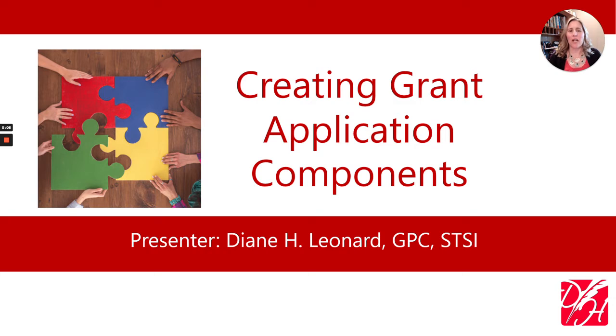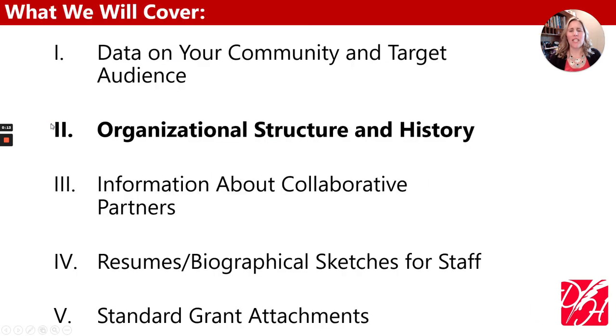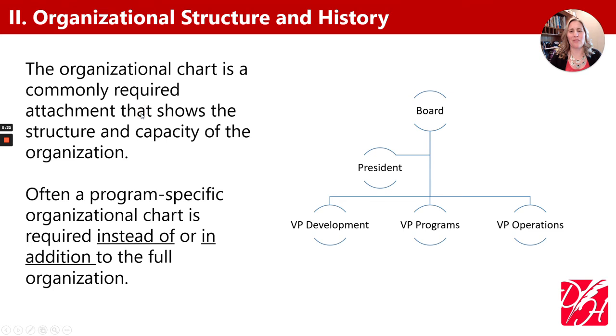In this module, we're talking about creating grant application components. In the second module here, we'll be looking at organizational structure and history. How is it that we focus on our organization's layout, our leadership, our staff capacity and competencies as we try to present to our grant makers a strong organization that will make a great funding partner?